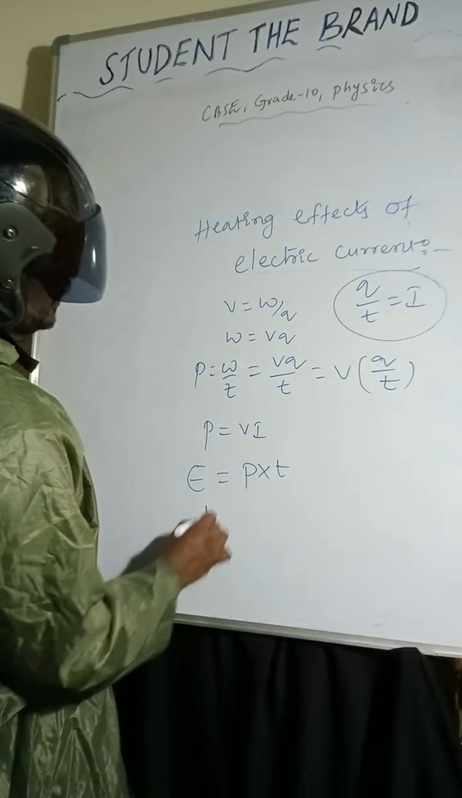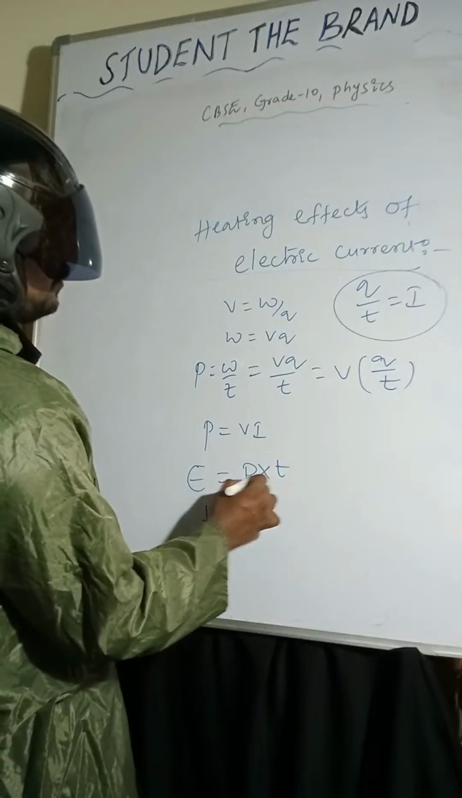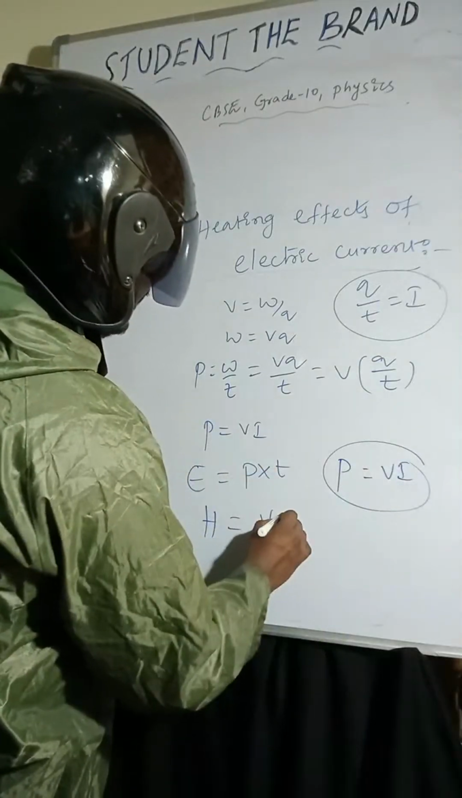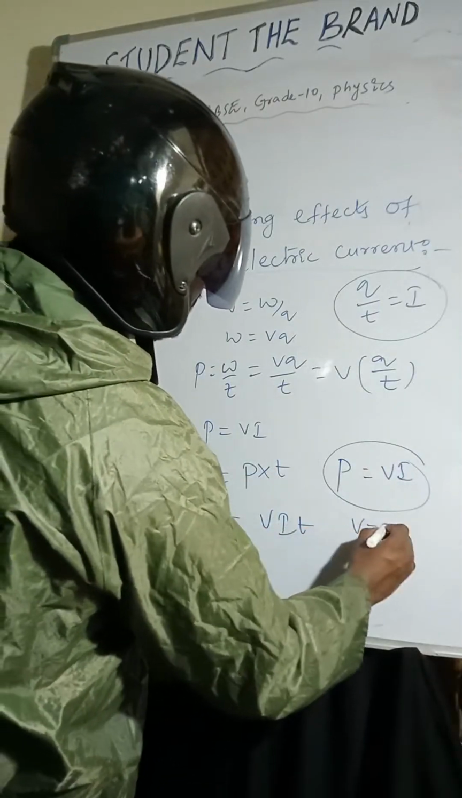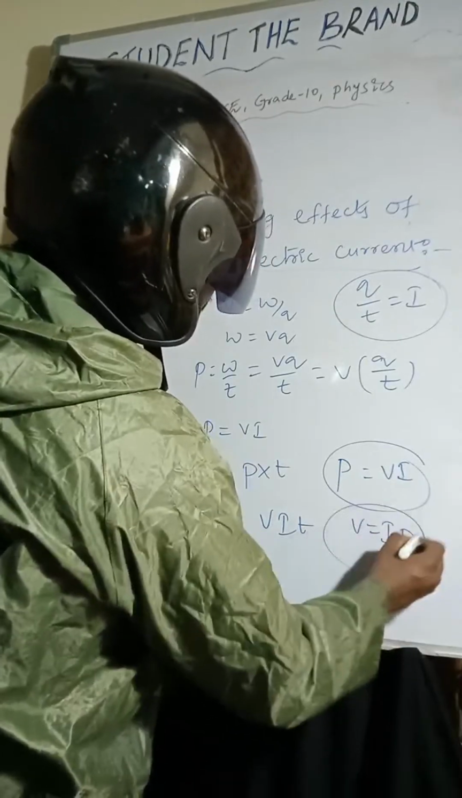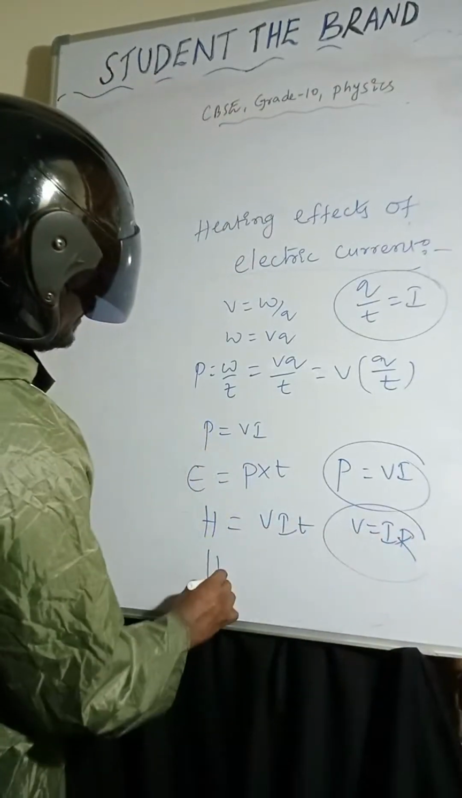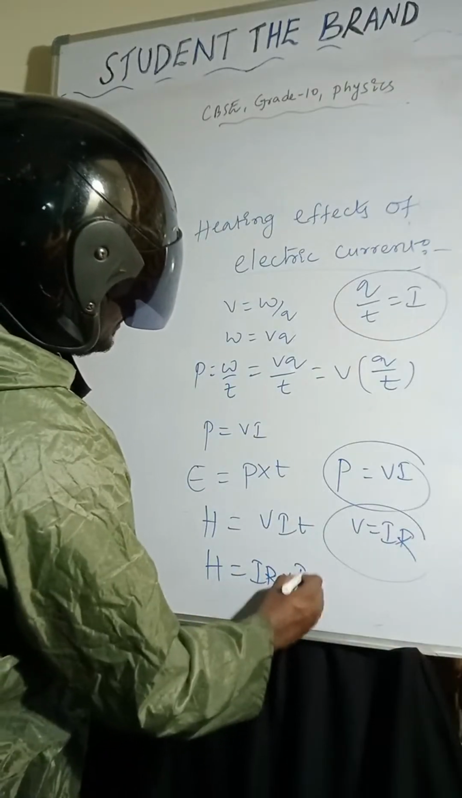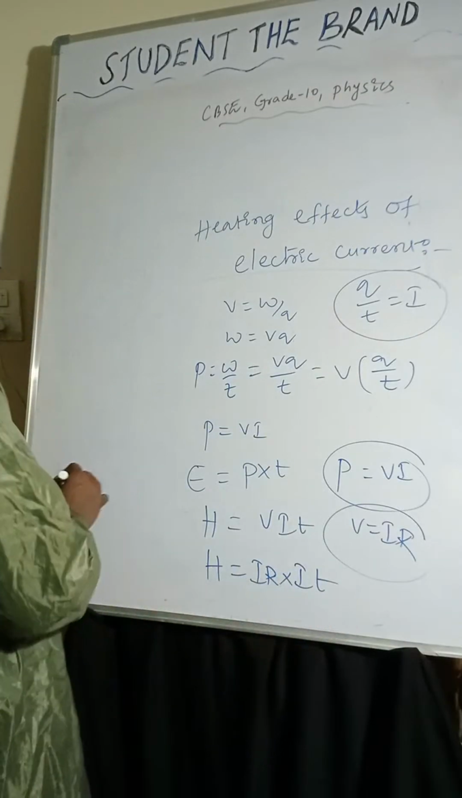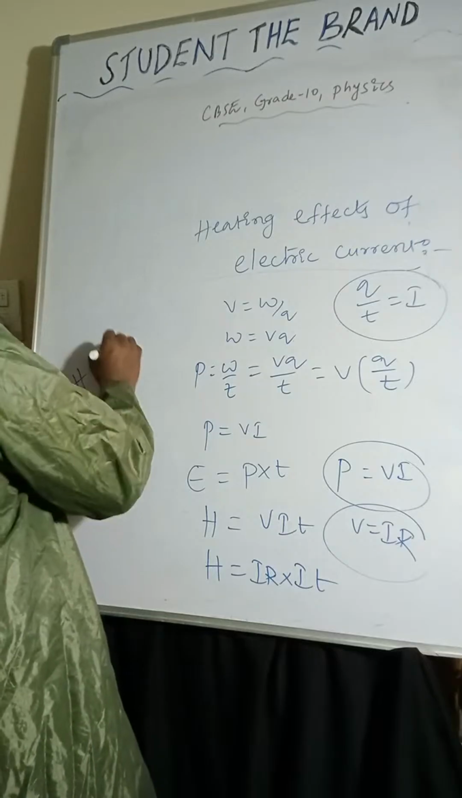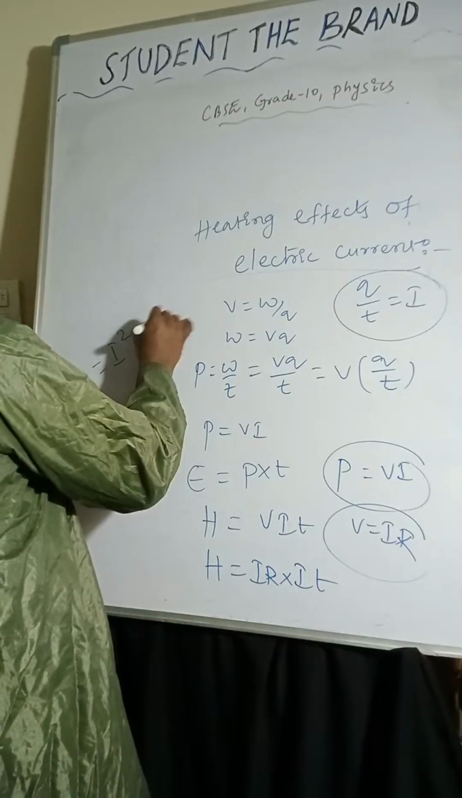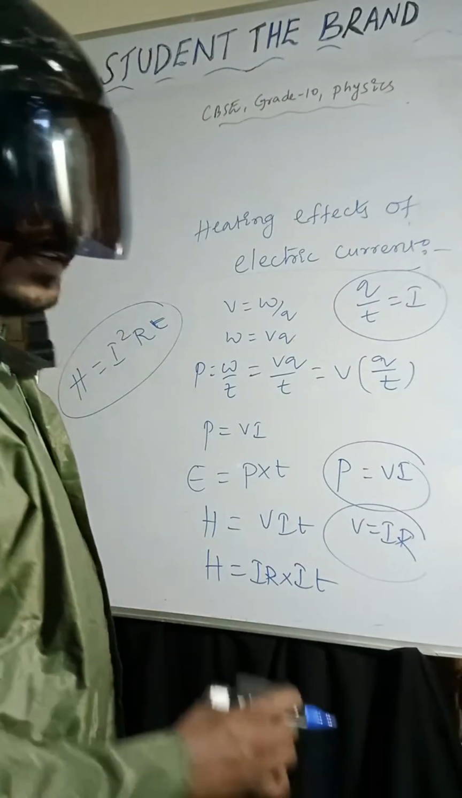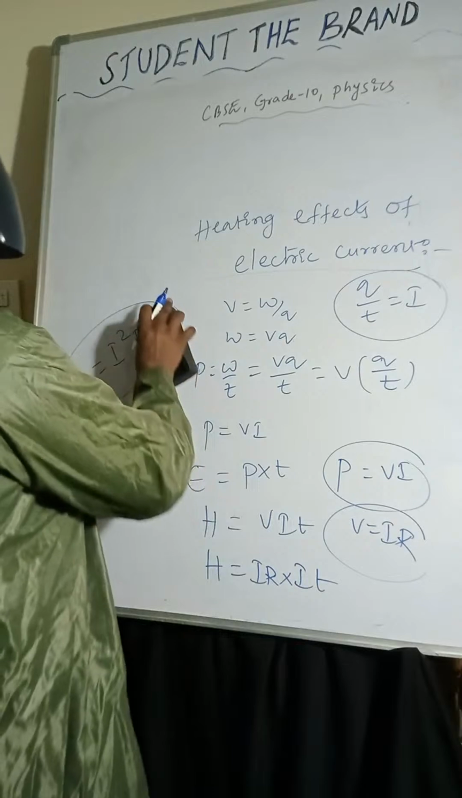Now H equals P into T, and we know P equals VI, so substitute VI into T. V equals IR, so H equals IR into I into T. Then H equals I square RT. So this is about the heating effect of electric current.